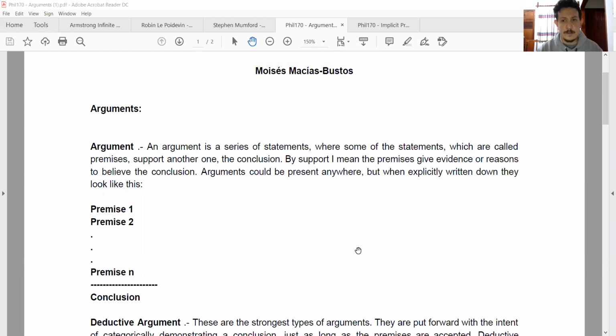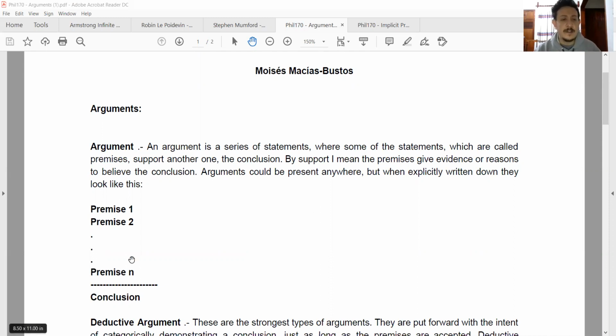Right, so an argument, as I mentioned, is just a series of statements where the statements, which are called premises, support another one, the conclusion. And by support, I just mean this: the premises give evidence for the conclusion. If you believe the premises, then that gives you reason to believe the conclusion. That's the general form of support that arguments have. Of course, that level of support can vary a lot. For example, you might have some arguments where the level of support from premises to conclusion is very strong, and some others where it's weak.